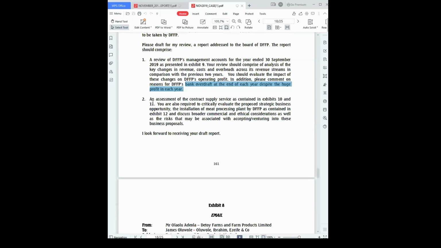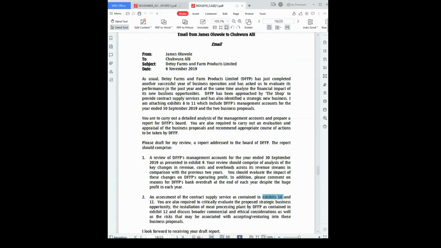Then, as two, an assessment of contract supply as contained in Exhibit 10 and 11. You are required to critically evaluate the proposed strategic business opportunity, that is the installation of a meat processing plant by David as contained in Exhibit 12, and discuss broader commercial and ethical considerations as well as the risks that may be associated with accepting or venturing into these business proposals.